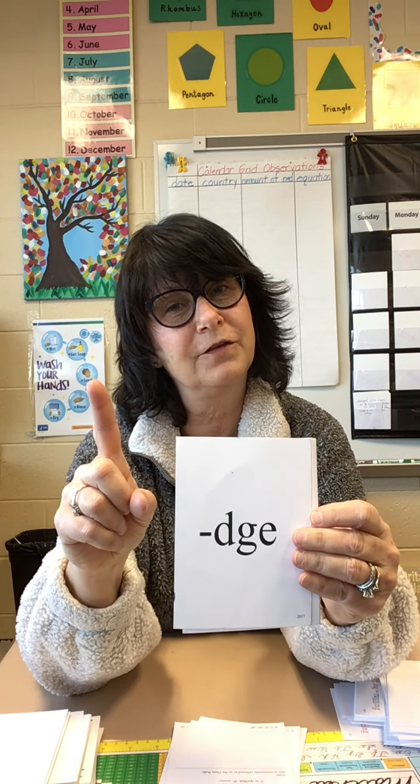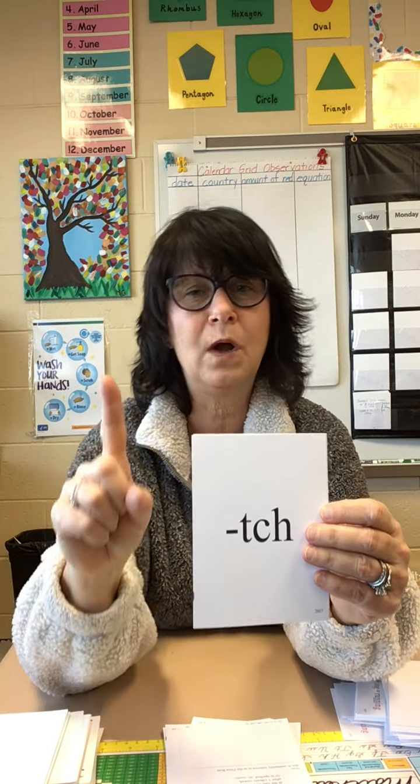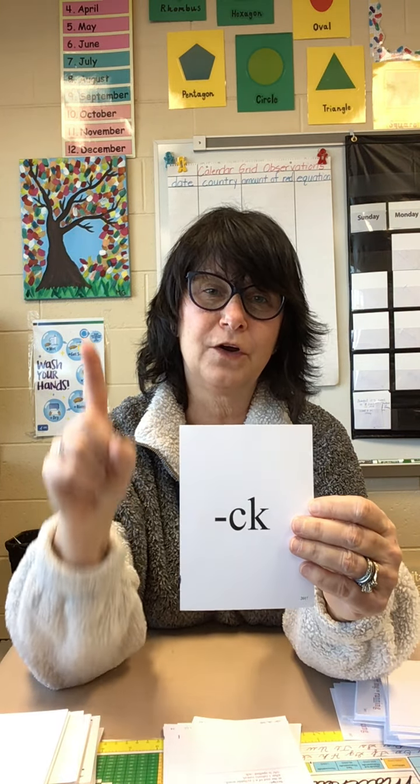At the end of a one-syllable word after one short vowel, j is spelled DGE. S is spelled SS. Ch is spelled TCH. And at the end of a one-syllable word after one short vowel, k is spelled CK. Very good job.